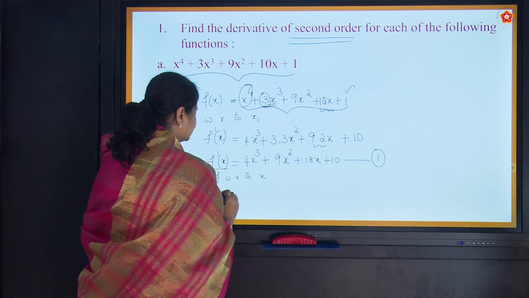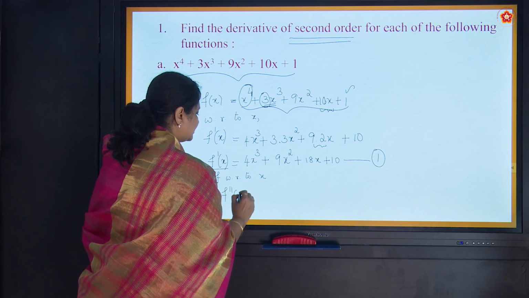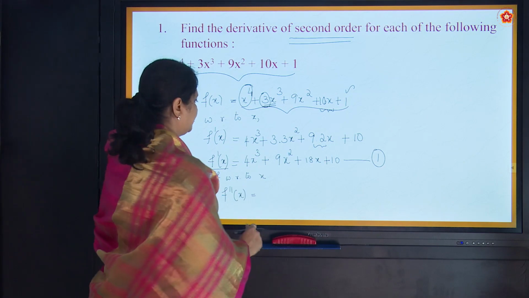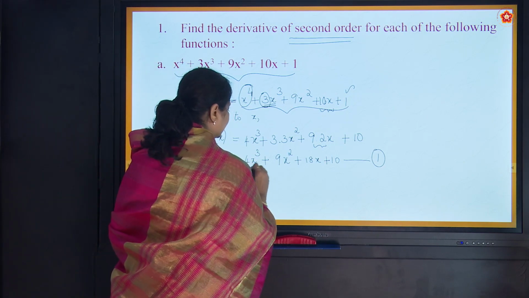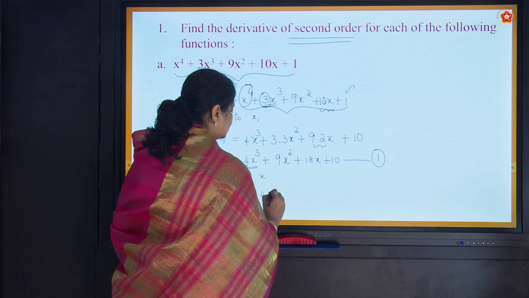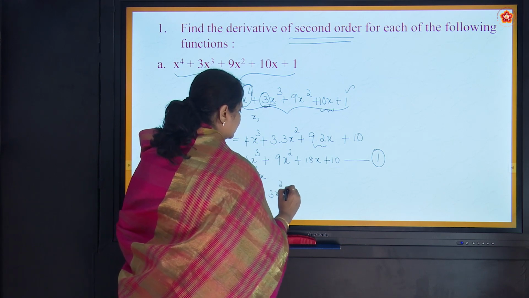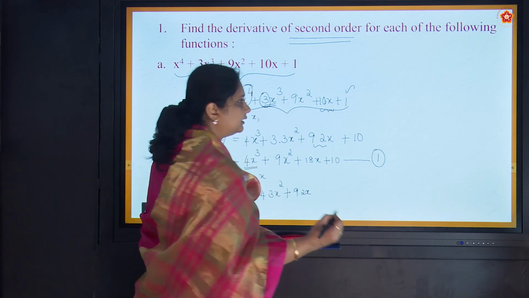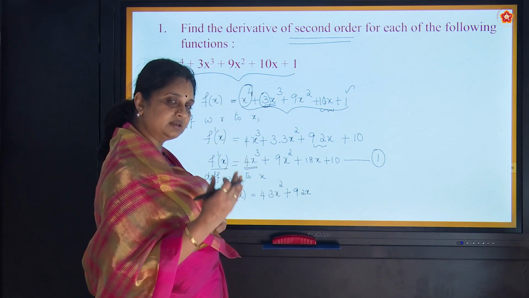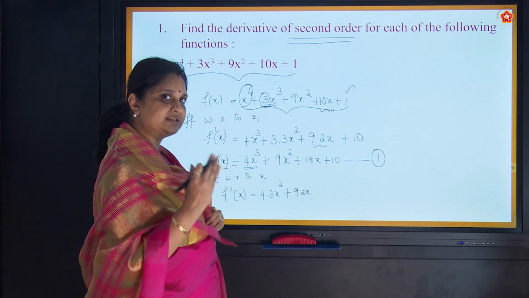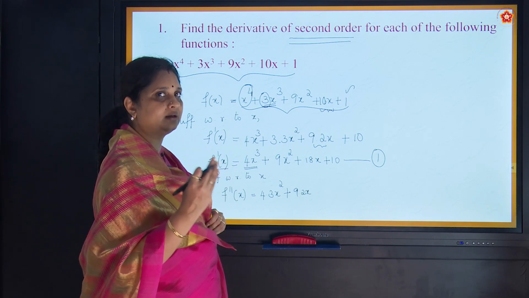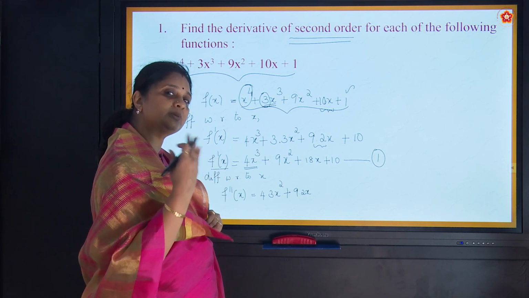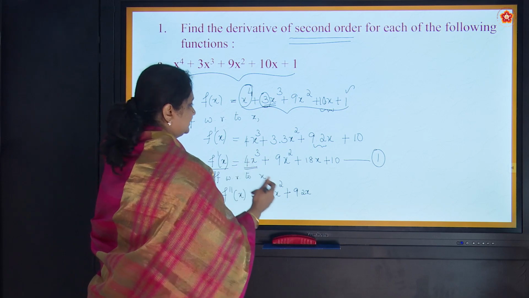So f dash of x gives me f double dash of x, the same function differentiated twice. This is 4x cube, so 4 into 3x square plus 9 into 2x. I'm sure by now you all know the basic rules of differentiation of an algebraic function. If in case you have any doubts, go back and watch the previous videos and then get back to this.